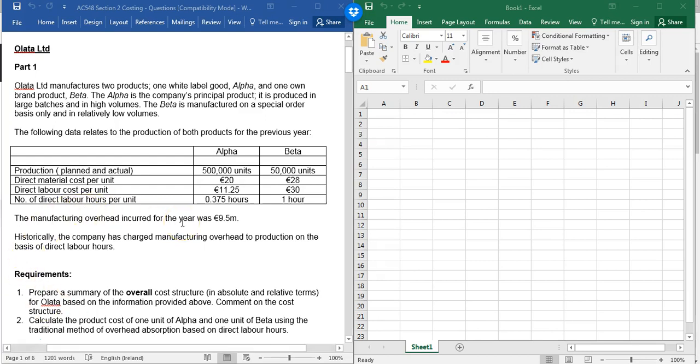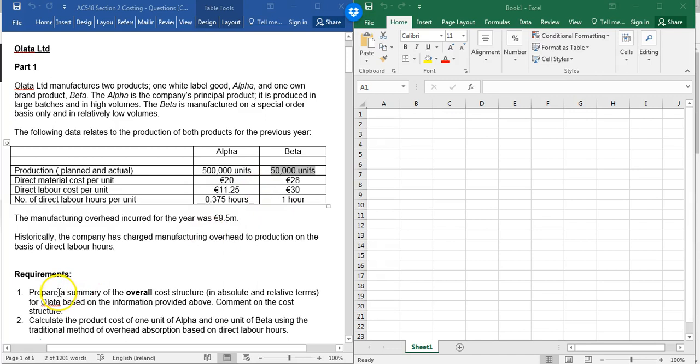So hopefully you've read through the question. We see we have a similar, common enough situation where you have one high volume product. So alpha is clearly a high volume, 500,000 units of a white label, or that could be called a private label good. Where then they have also an own brand product, which is a special order basis only and relatively low volume. So we see here, producing large batches in high volume is alpha, and then low batches because of special order, and low volume for beta.